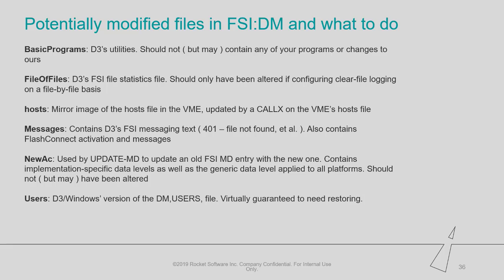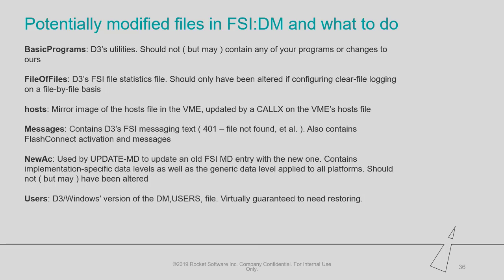Now let's look at this file by file in the FSIDM account. The basic programs file is just like the BP file in the VME. These are D3's utilities. They should not, but may, contain any of your programs and or changes to ours. If you did change them, copy and compile the changes.